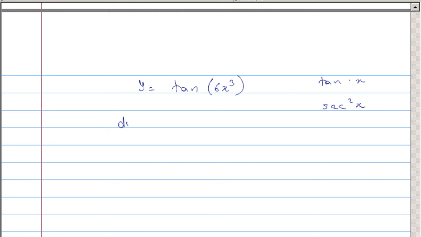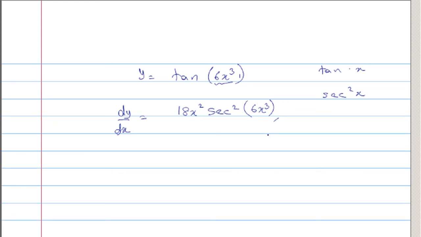So in this case, dy over dx will be equal to sec squared of, but in this case it's not sec squared of x, it's sec squared of whatever that function is. So sec squared of 6x cubed, but then I've got to multiply it by the derivative of whatever that function is. The derivative of 6x cubed gives 18x squared, sec squared 6x cubed. So these aren't too difficult once you actually spot the pattern.